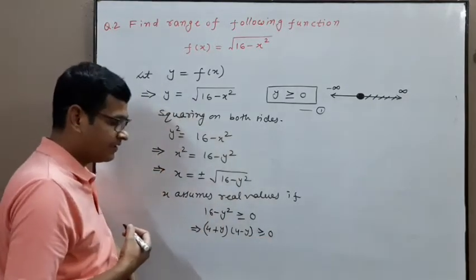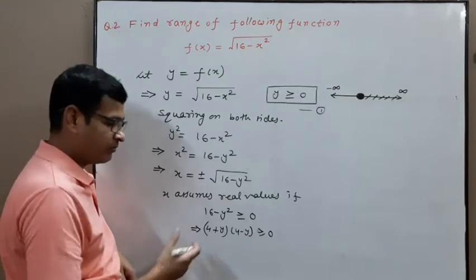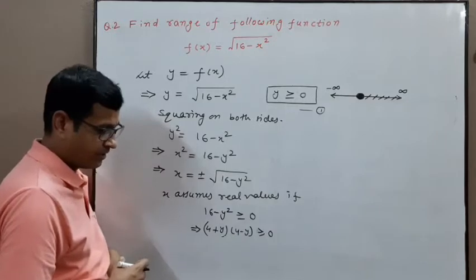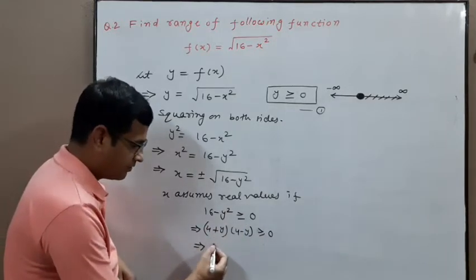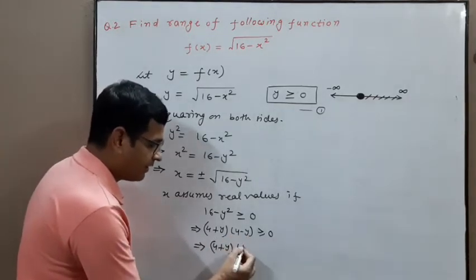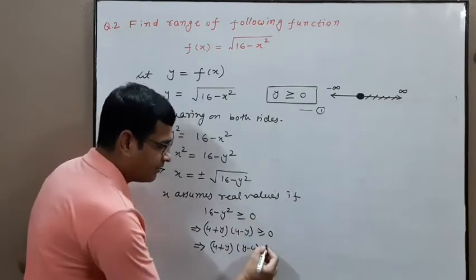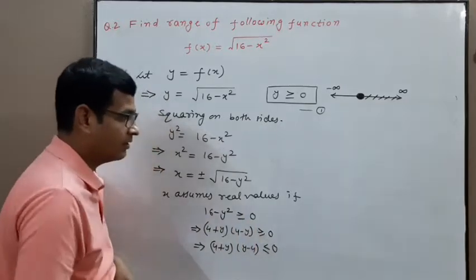For the Vyavikar method, the coefficient of y is always positive. Here the coefficient of y is negative. So multiply throughout by a minus sign. So 4 plus y, here we can write y plus 4, and 4 minus y becomes y minus 4. And when we multiply by a negative sign, the inequality is reversed: less than or equal to 0.